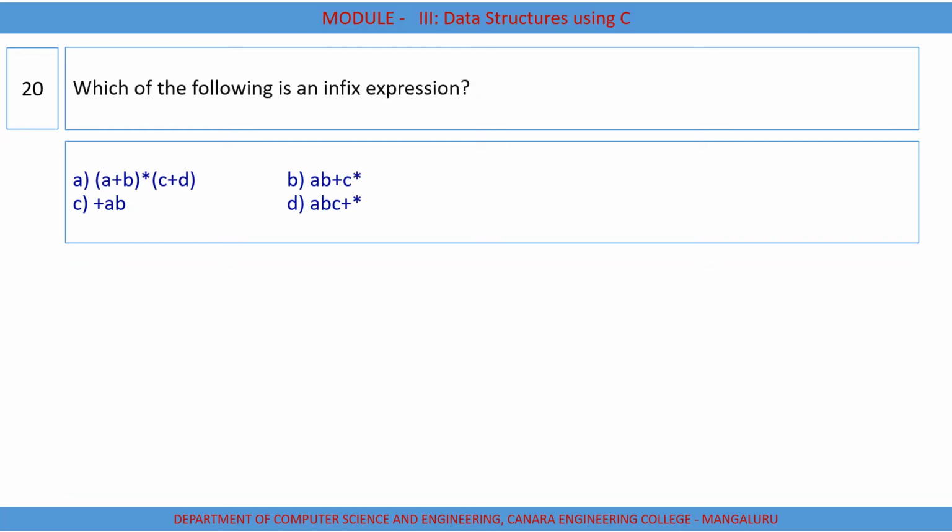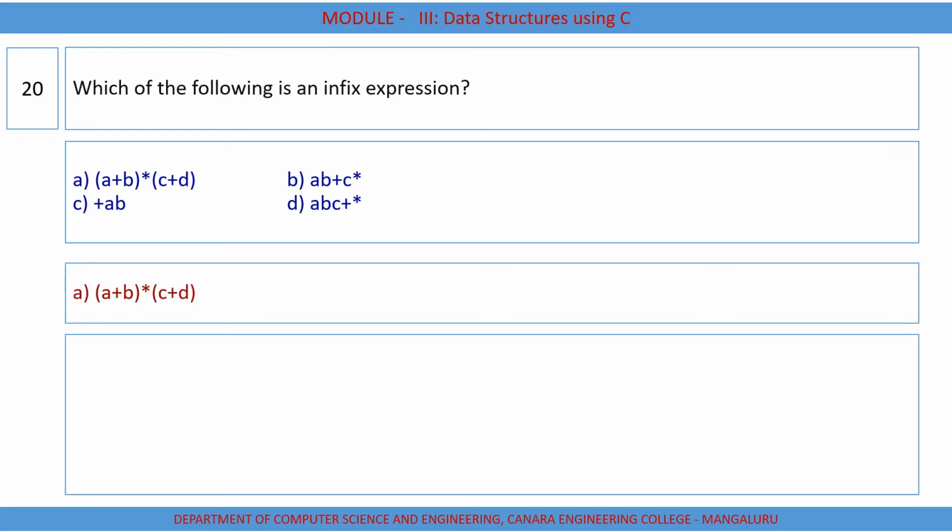Which of the following is an infix expression? Expression is nothing but a combination of operators and operands. There are three types of expressions: prefix, infix and postfix. If the operator comes before the operands, that is called prefix. If the operator is present between the operands, then that is infix. If the operator comes after the operands, that is called postfix. So the answer for this question is A. In answer A, all the operators are present between the operands. Therefore the answer is A.